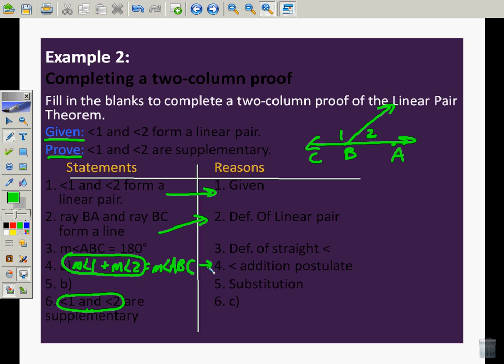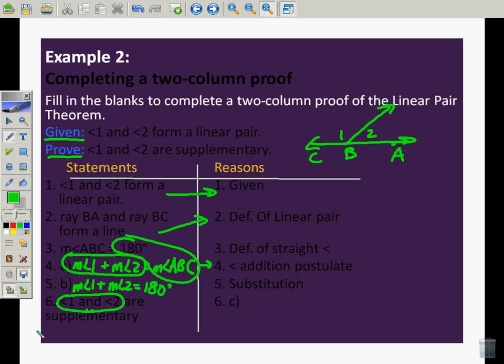Now, instead of saying ABC, I'm going to tie these two together here. ABC is 180, so I'm going to say measure of angle 1 plus measure of angle 2 is equal to 180. I substituted in there. You see how that works?